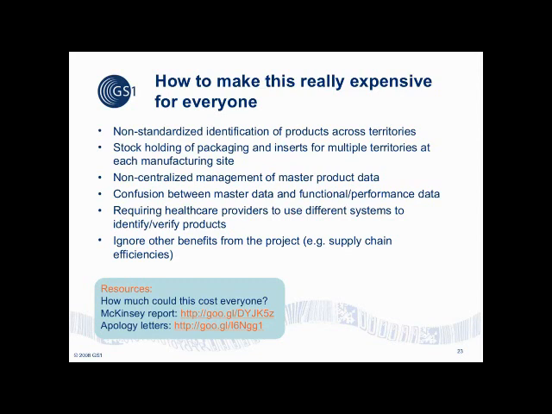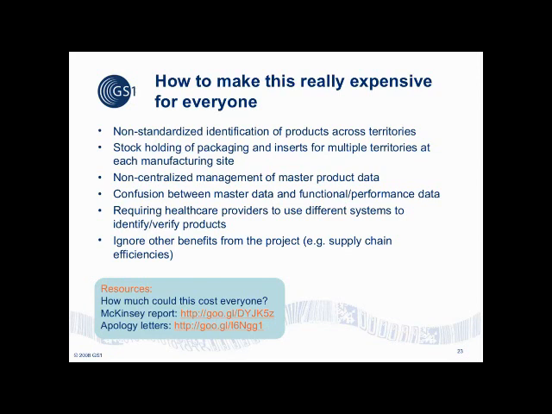And if we're determined to push cost onto them, then I think here is a list of things that we could do. Exactly how much it could cost, two little links at the bottom. One is to a McKinsey report, which estimates the amount of money which could be saved globally by manufacturers, distributors, and healthcare providers from the use of a single way of identifying products globally.